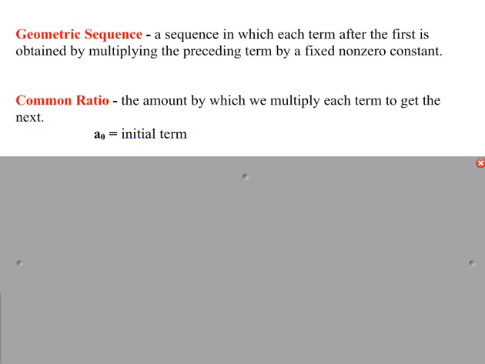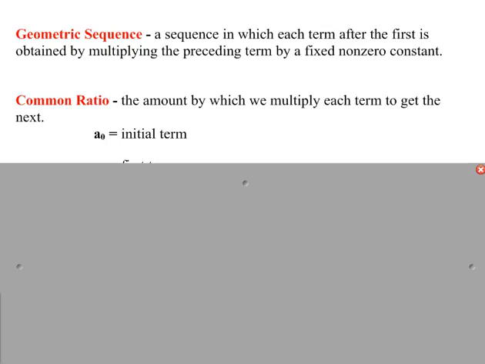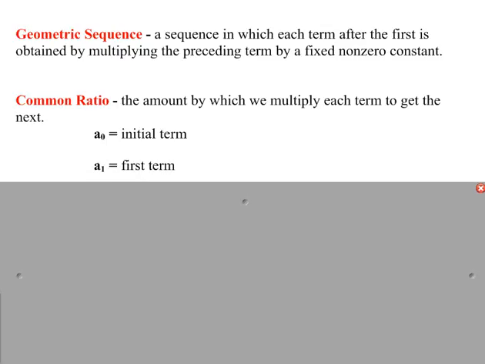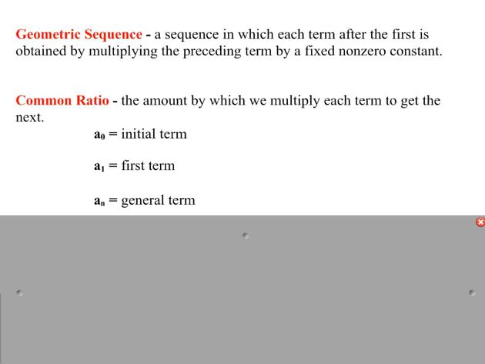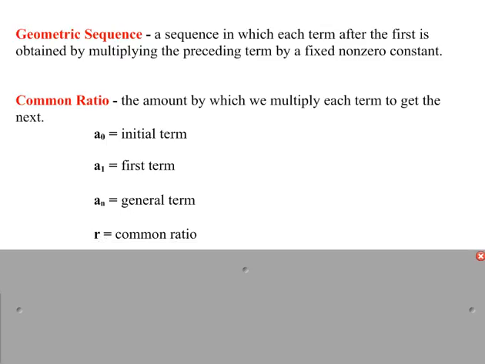A sub 0 is called the initial term. We already know from arithmetic sequences that a sub 1 is the first term of a sequence. A sub n is the general term of the sequence. And now r is known as the common ratio.